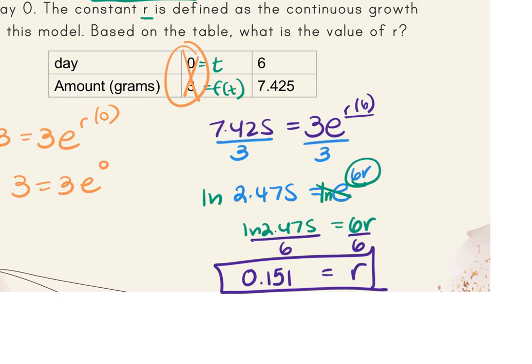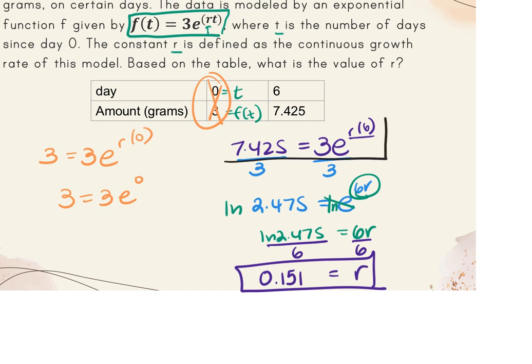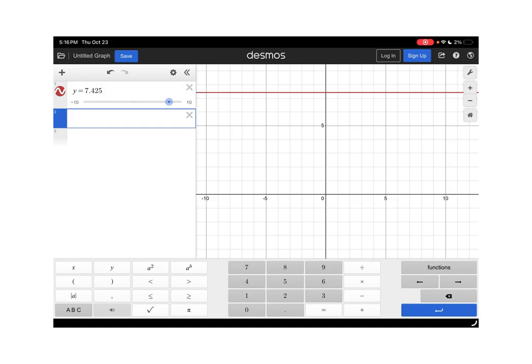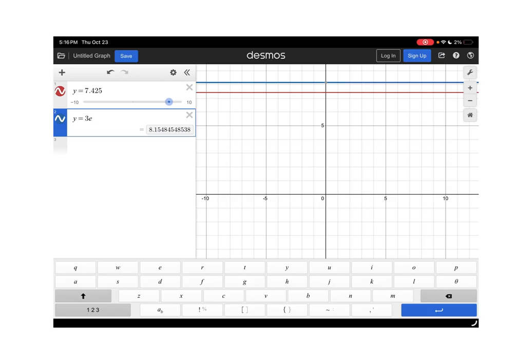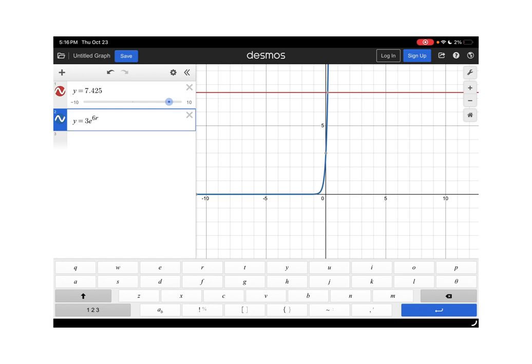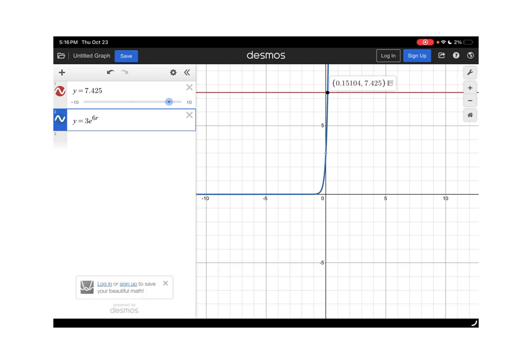Now another way to do it is take what you've got here, make the right side your y1, make the left side your y2, and see where they intersect. So let's do that on Desmos. Okay, I'm going to type in those equations. So y equals the left side of my equation, which was 7.425. The right side of my equation, y equals 3e. You can literally use the e on the keyboard. I need to raise it to the power of 6, and you can even type in r. It will still plot that line. Tap where these two intersect, and there's my 0.151.